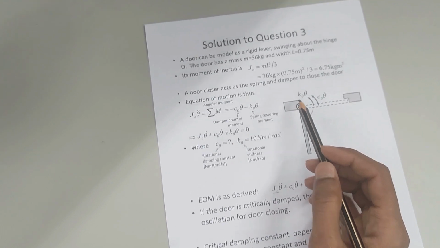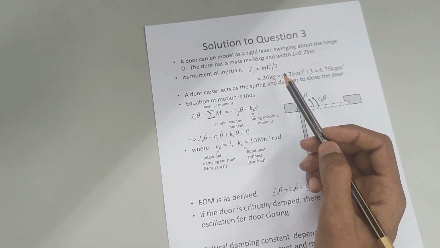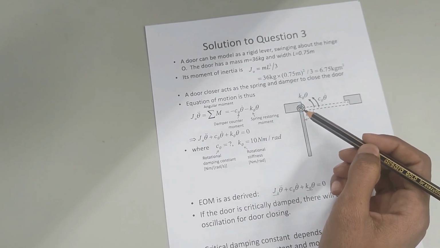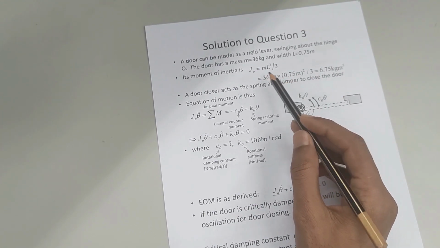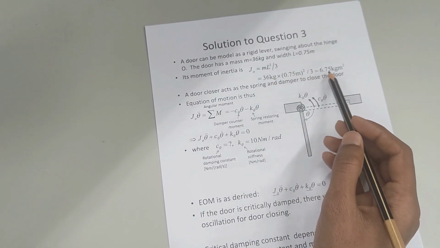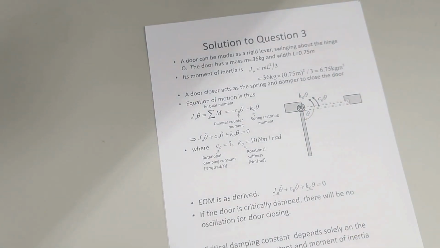So let's calculate the moment of inertia. J_O is equal to m l square by 3, because the rod is rotating about its end. So we have m is 36 kg and l is 0.75 meter. So that is 6.75 kg meter square.